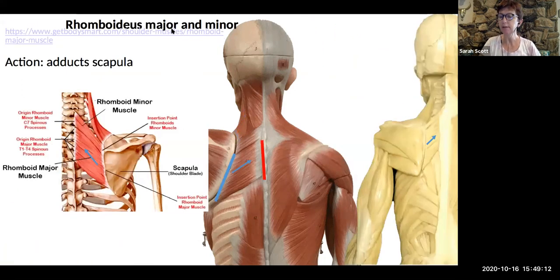Rhomboideus major and minor are these two muscles right here. And again, just like with the zygomaticus muscles, how we took two and put them together, we're going to do the same thing here with the rhomboideus muscles, sometimes just called the rhomboid muscles. We have a smaller one that's minor and a bigger one that's major, but the direction is pretty much the same. And you can see that these will adduct the scapula. Again, squeeze those two shoulder blades together to hold an orange between them.